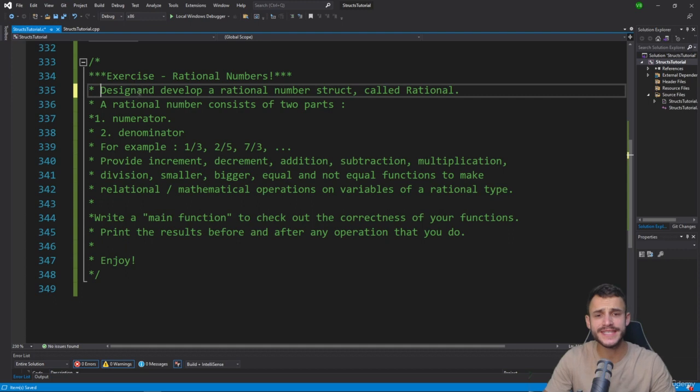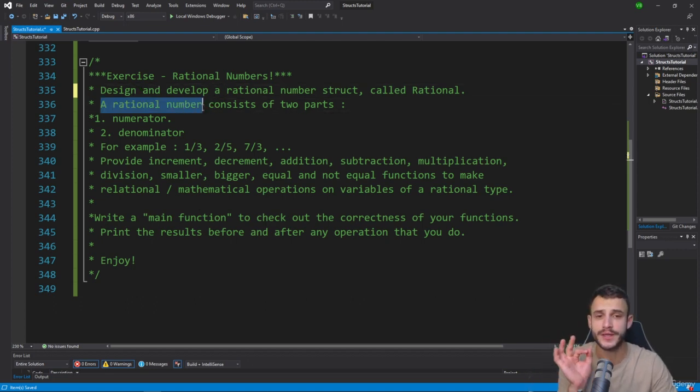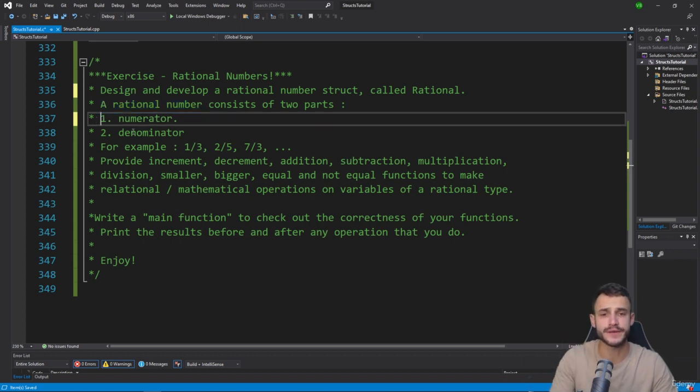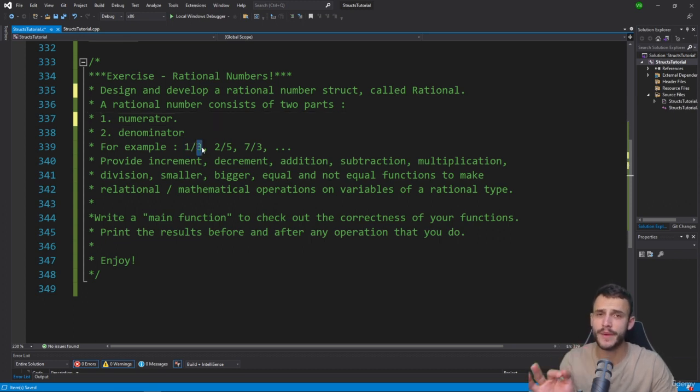So, what you have to do is to design and develop a rational number struct called rational. First of all, you are going to design and develop a rational number structure that will be called rational. This structure will be used to represent a rational number. And just a quick reminder that a rational number consists of two parts. The first one is the numerator, and the second one is the denominator. Any rational number consists of the numerator and the denominator.